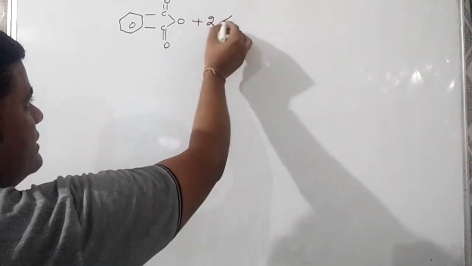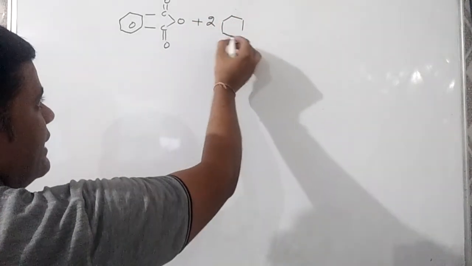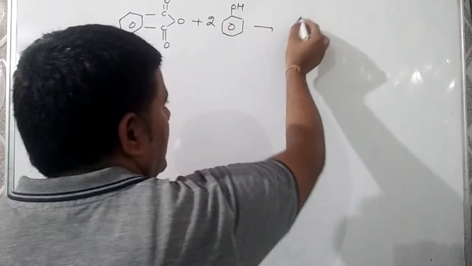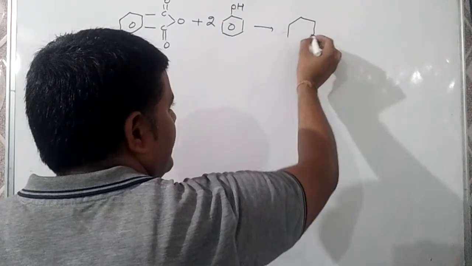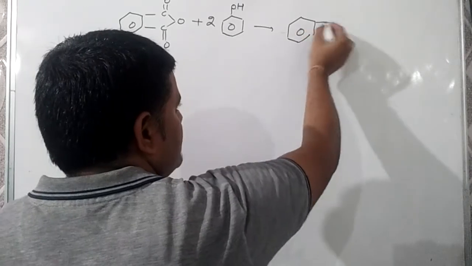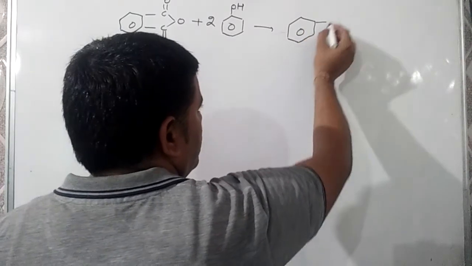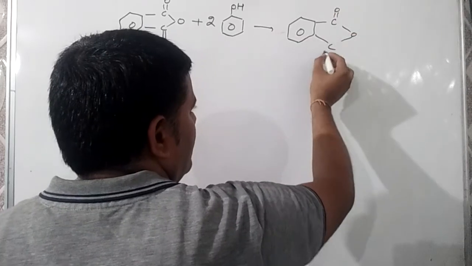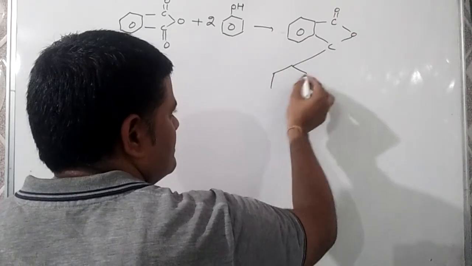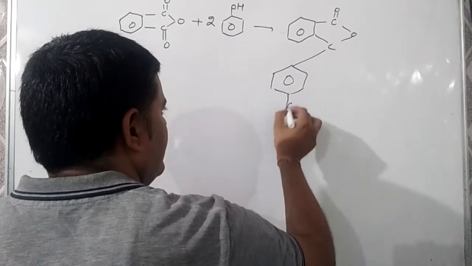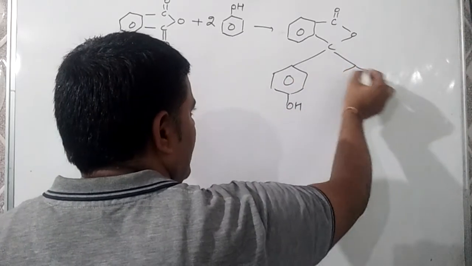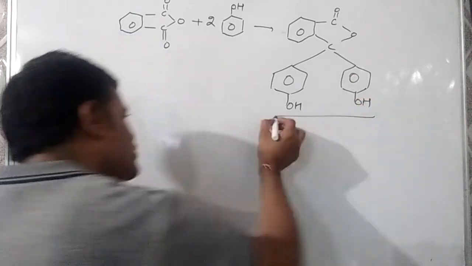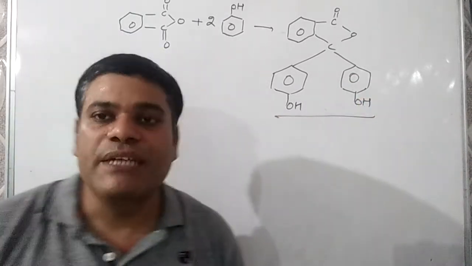Phenol can react with phthalic anhydride to produce a dye that is known as a phthalate dye, and the name of that compound is phenolphthalein indicator. The structure of that will be like this. This dye has no color in acidic medium, but it has a pink color in basic medium.